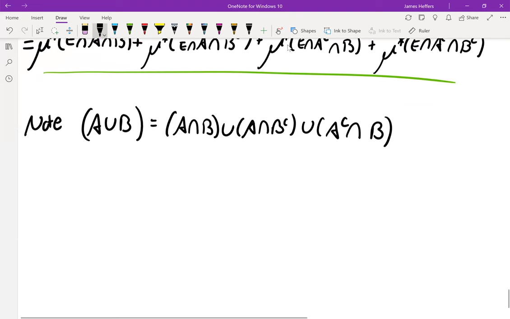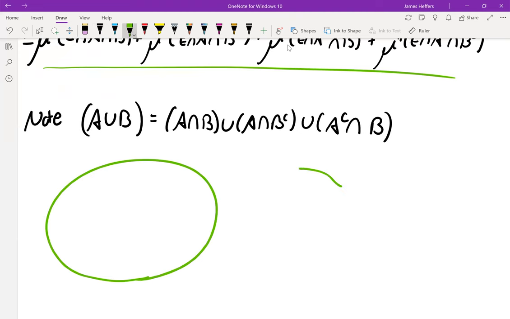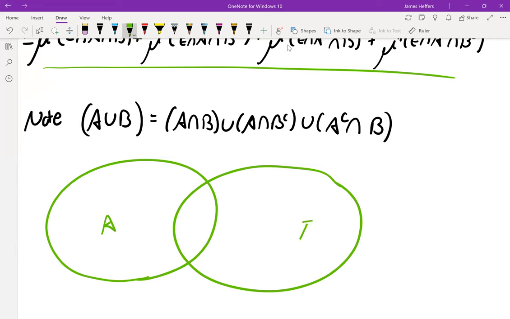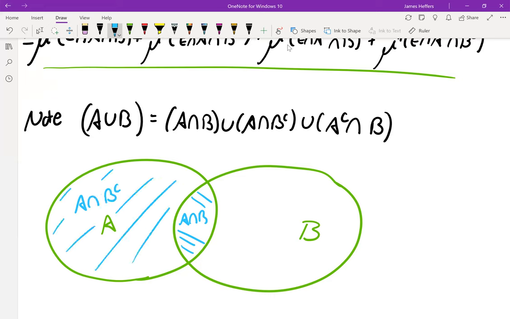Now we can really easily see that from a picture. So let's doodle a little picture. Here's our happy A, there's our happy B. A union B is the whole thing. Well, this middle part is A intersect B. This part over here is A intersect B complement. And this little part over here is A complement intersect B. And we see if we union those three regions together, we just get A union B. But now this observation plus the subadditivity of an outer measure is what's going to let us rewrite this.